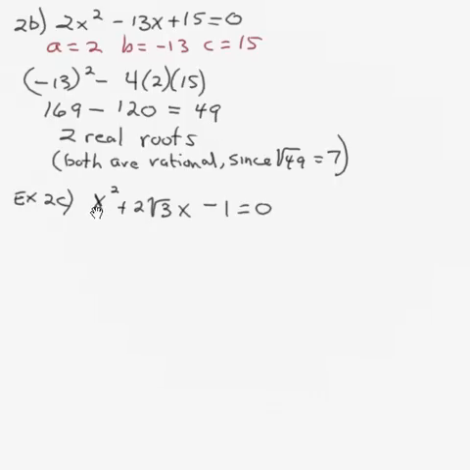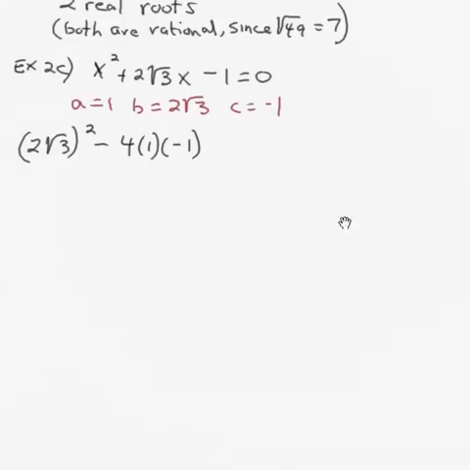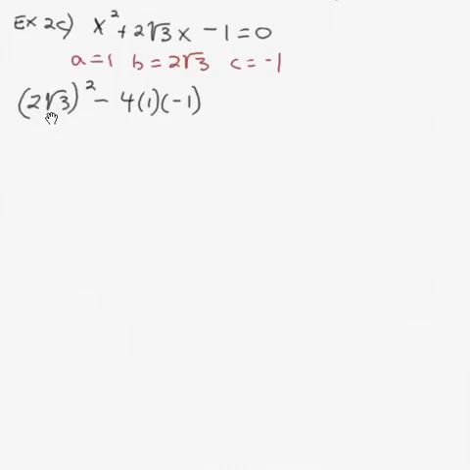Alright, in our next example, we have x squared plus some interesting coefficients, 2 square root of 3 times x minus 1. So a is 1, b is 2 square roots of 3, c is negative 1, and we're going to simplify and evaluate b squared, so 2 square roots of 3, quantity squared, minus 4 times a, which is 1, times c, which is negative 1. Now 2 times 2 is 4, square root of 3 times the square root of 3 is the square root of 9, square root of 9 is 3, and 4 times 3 is 12. Negative 4 times 1 times negative 1 is positive 4, and 12 plus 4 is positive 16.